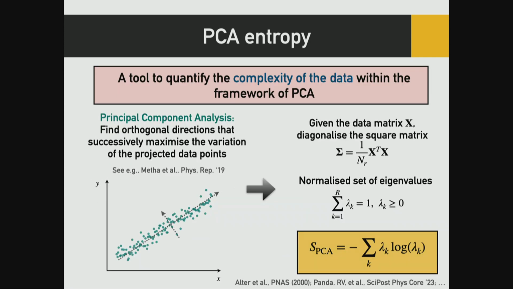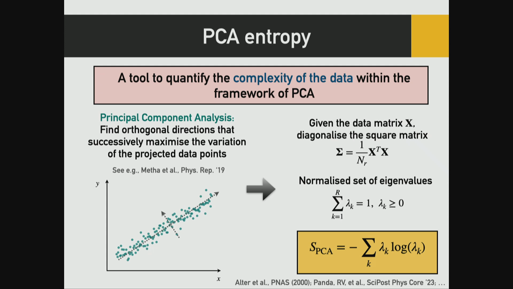Okay, so this is the part regarding the methods. Today I'm going to tell you about two methods that we utilize. The first one is what we call the PCA entropy. As the name suggests, this is done within the framework of principal component analysis, and is essentially a tool that allows you to quantify the complexity of your data set in a way that I'm going to show you now.